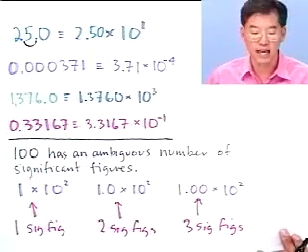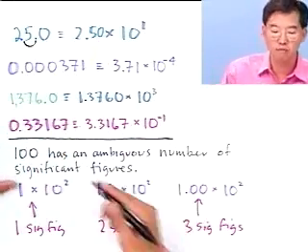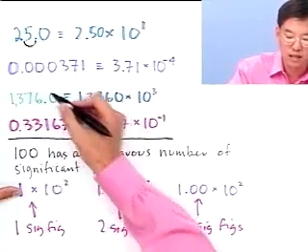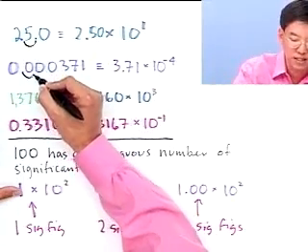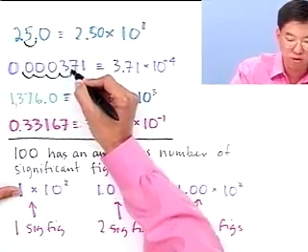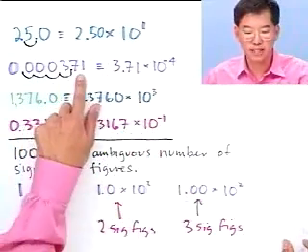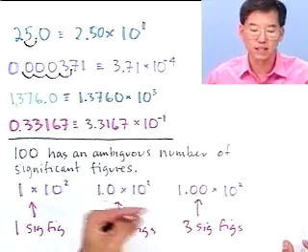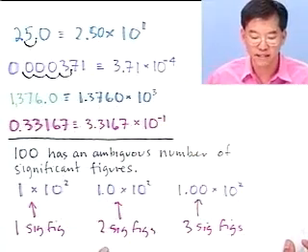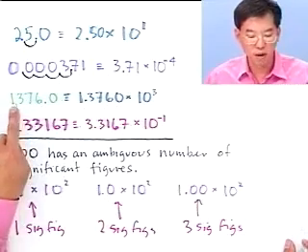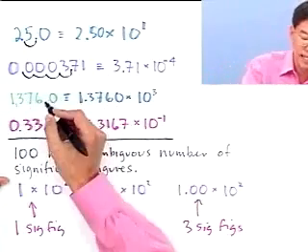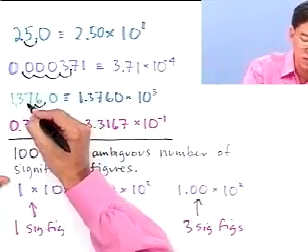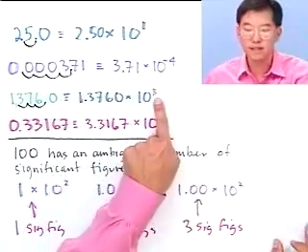Here we have a number that's less than 1, and so we're going to have to move the decimal place the other way to get it into scientific notation. 1, 2, 3, 4. So it's 3.71, and then 10 to the minus 4, because we had to move the decimal place to the right to get it into scientific notation. And 1,376, again, we're moving it to the left. 1, 2, 3, so there's a 10 to the third.